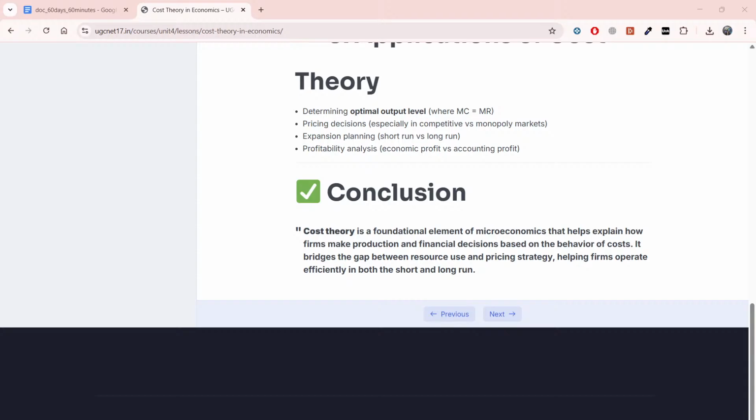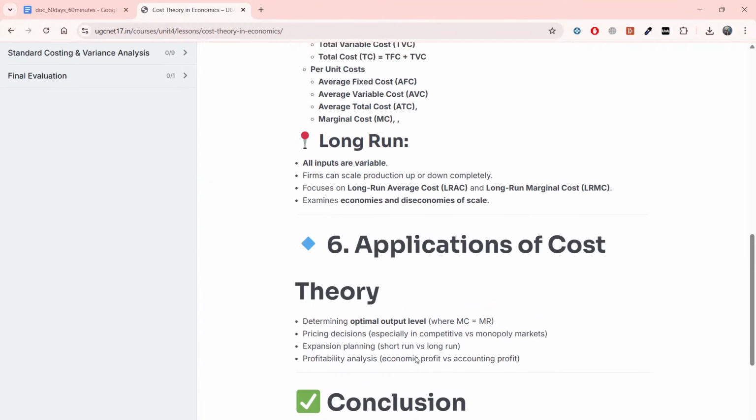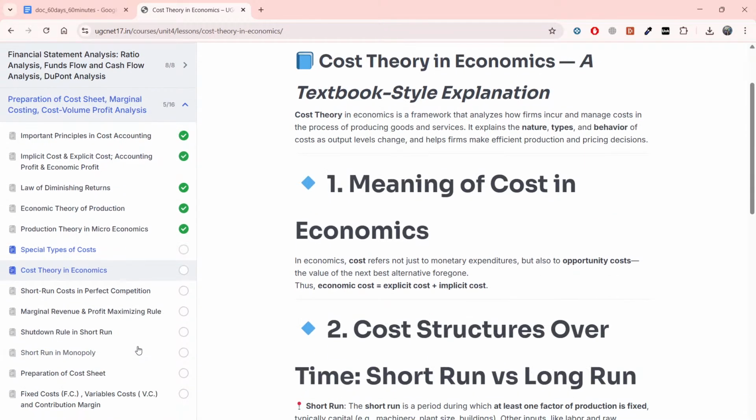So let's take a 5 minute break. It's almost half an hour. We'll continue then from this cost theory in economics.